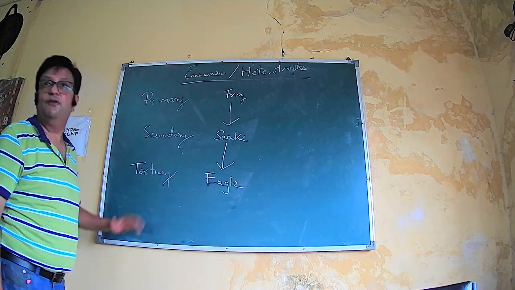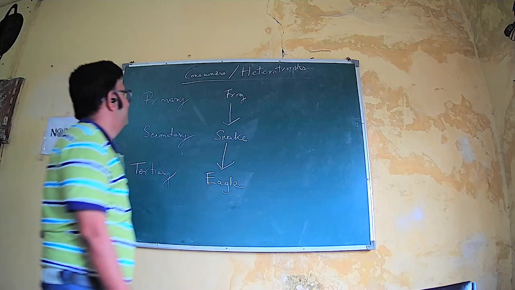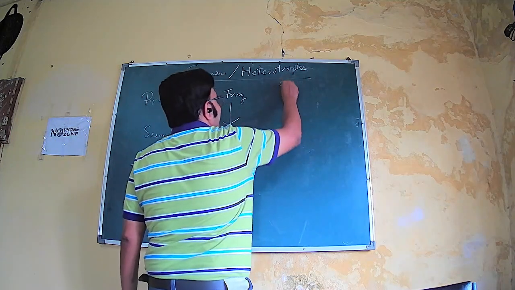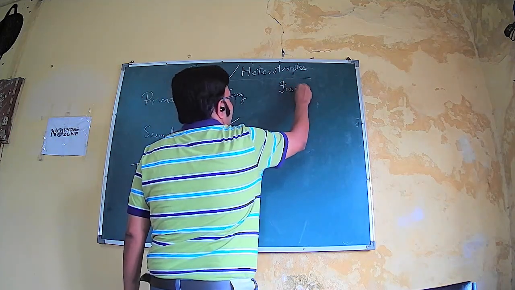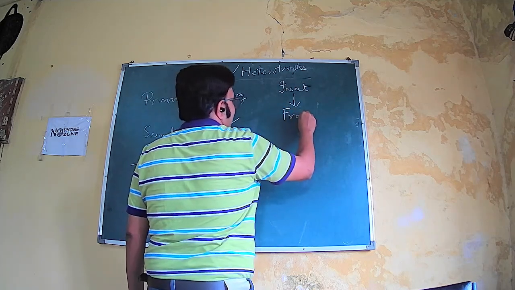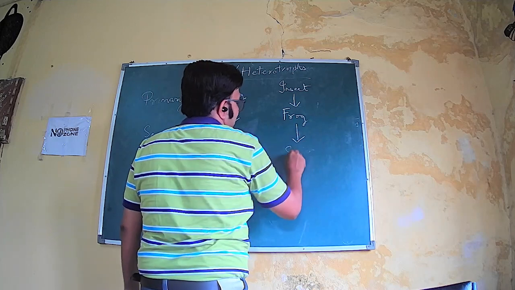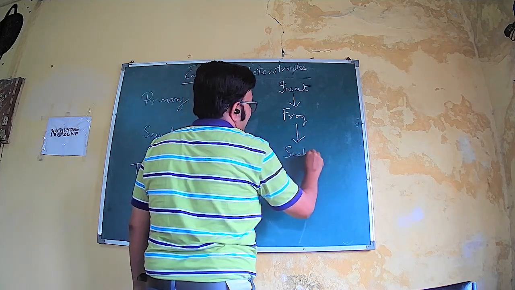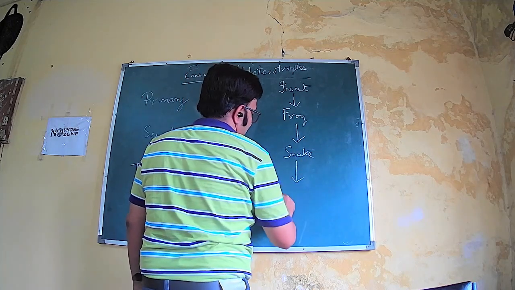You can even have quaternary consumers also. For example, one insect, frog, snake, eagle.